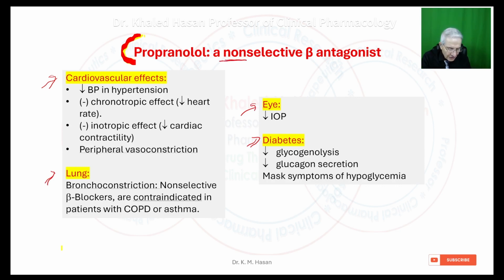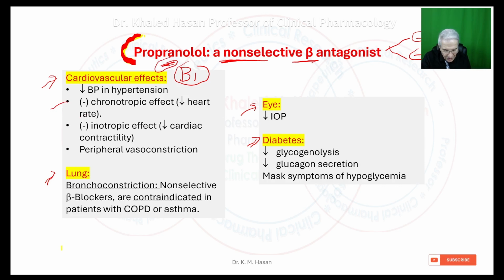Propranolol is considered a non-selective beta blocker. That means propranolol blocks beta 1 and propranolol also blocks beta 2. Blocking beta 1, we know that beta 1 is mainly available in the heart, and if you block beta 1, the result will be decreased heart rate.